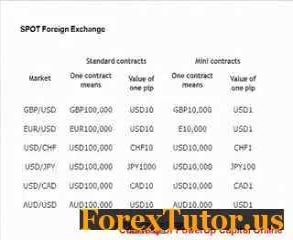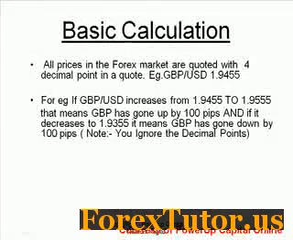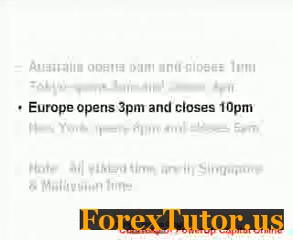Similarly, when we did the calculation earlier, your focus should always be on the first currency. For example, when you looked at British pound US dollar, it increased from 1.9455 to 1.9555. The focus is always on the first currency. So when this goes up by 100 pips, it means British pound is going up. And when it drops from 1.9455 to 1.9355, it means British pound has gone down by 100 pips. So always the focus is on the first currency. So let's look at some more charts.